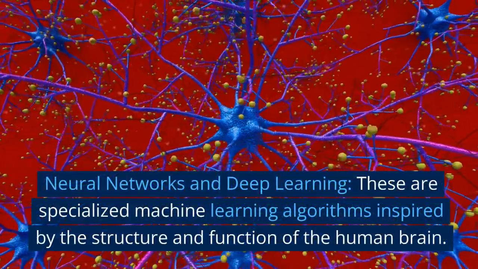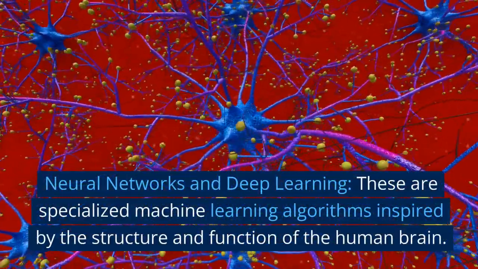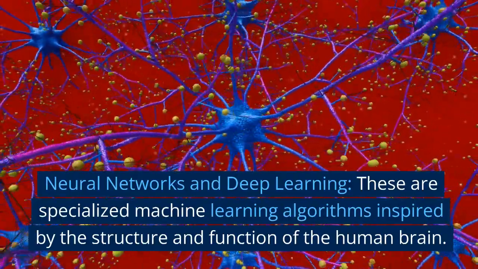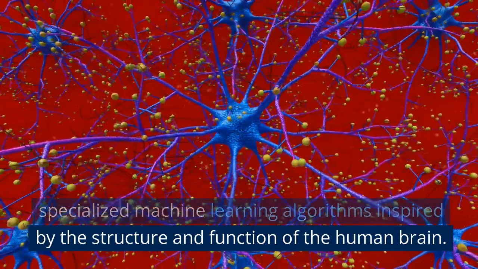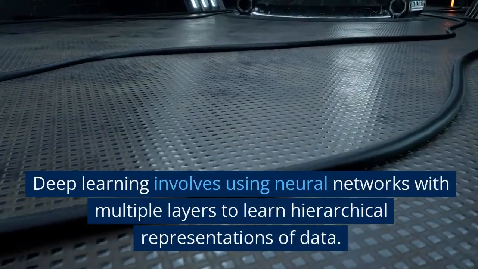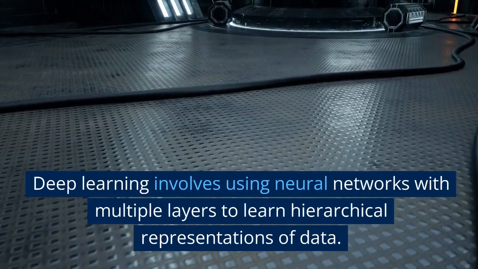Neural networks and deep learning. These are specialized machine learning algorithms inspired by the structure and function of the human brain. Deep learning involves using neural networks with multiple layers to learn hierarchical representations of data.